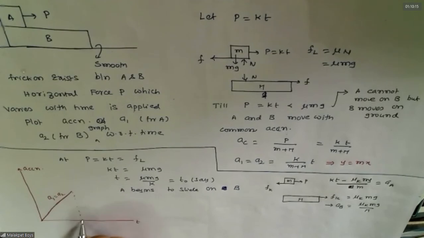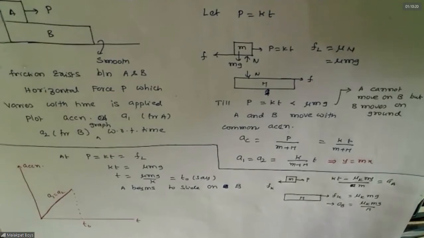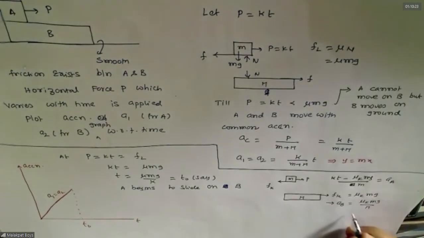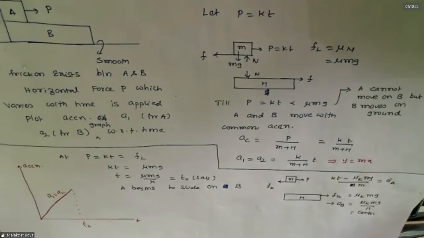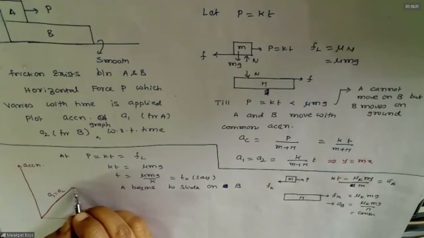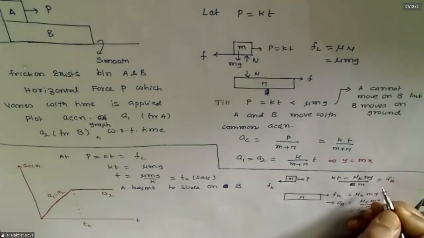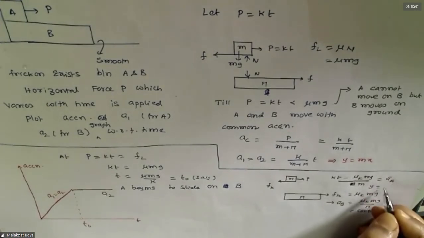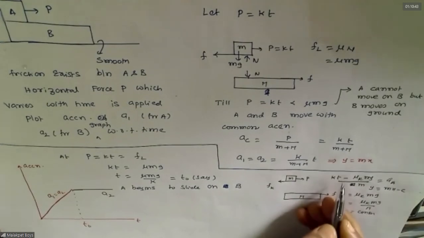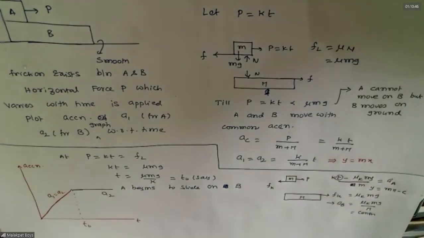Till what time? T naught. See, after the time T naught, this acceleration is constant or variable? Constant only, no? That means this will be the acceleration of B. Whereas, what is this acceleration? Can you tell? Y equals mx minus c, no? Because this is x, no? Followed this or not? Yes, sir. Followed.